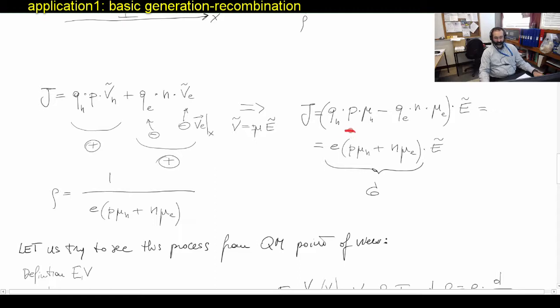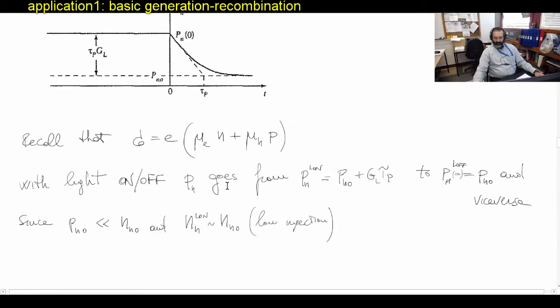And we saw that sigma, the conductivity, is effectively given by this quantity, e times the mobility of the holes, of the P carriers, plus the mobility of the electrons, or the N carriers. And so that's what I'm doing here. Remember that sigma was given by that quantity, the mobility of the electron times N plus the mobility of the holes times P, all multiplied by the elementary charge.